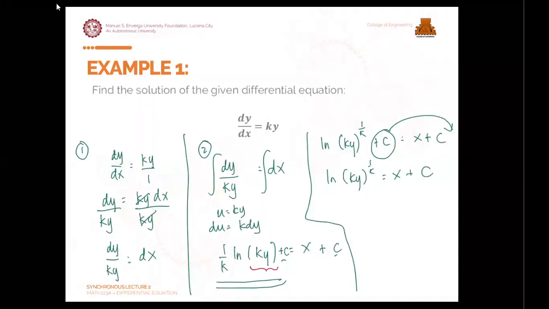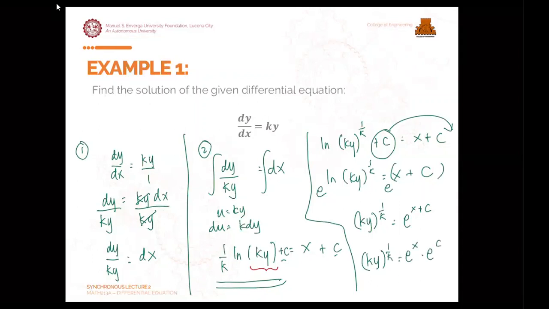Okay? Mag-erase natin ng e yung ln para ma-eliminate yung ln. So, both sides, erase natin ng e. So, itong e raised to ln ky, magiging na lang siyang ky raised to 1 over k equals to ex plus c. Okay? And then, simplify na lang. So, ky 1 over k equals to ex times e raised to c.